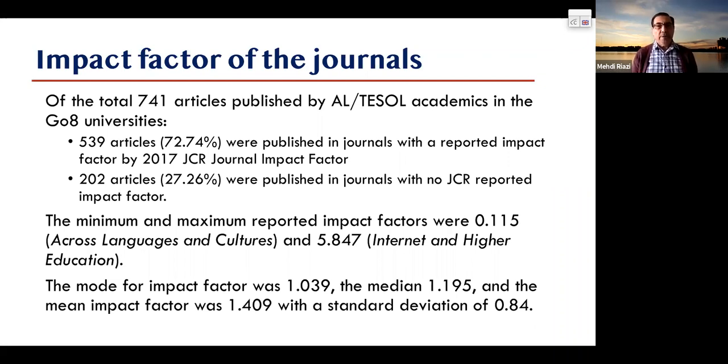The minimum and maximum reported impact factors were 0.115, which belongs to the Journal of Across Languages and Cultures, and 5.847, which belongs to Internet and Higher Education. The mode for impact factor of the journals was 1.039, the median was 1.195, and the mean impact factor was 1.409, with a standard deviation of 0.84.